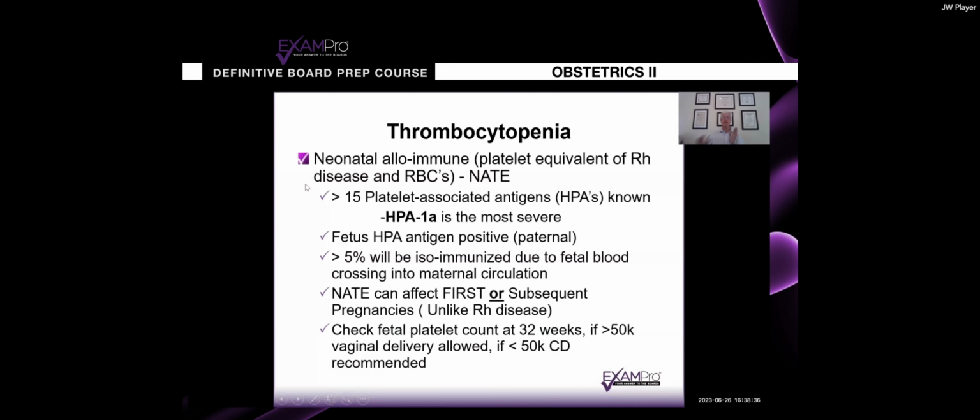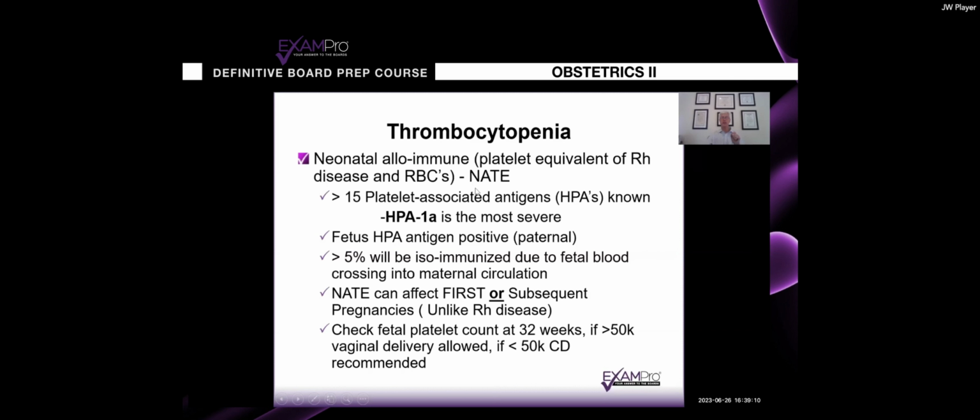Then NAIT, or neonatal alloimmune thrombocytopenia. Now this is actually the platelet version of Rh isoimmunization. So with Rh, we have someone who is homozygous recessive for the D antigen. So she is Rh negative. And if the partner or father of the pregnancy is Rh positive, then she will be exposed to the D antigen and will develop an antibody response, which in a subsequent pregnancy can cause destruction of fetal red blood cells, because these antibodies cross the placenta and can lead to fetal hydrops and fetal death.